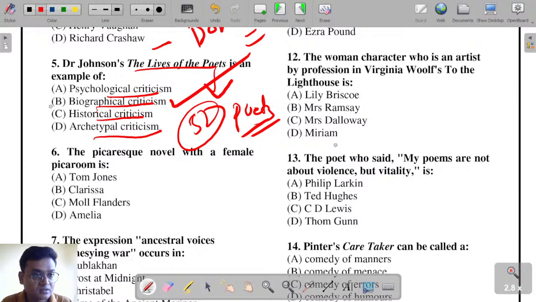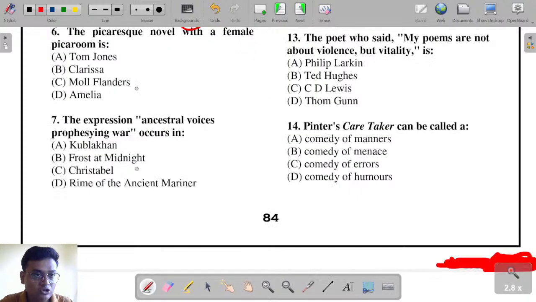The picaresque novel with a female picaroon: Tom Jones, Clarissa, Moll Flanders, or Amelia? The picaresque novels with a female picaroon. Picaroon is known as here.